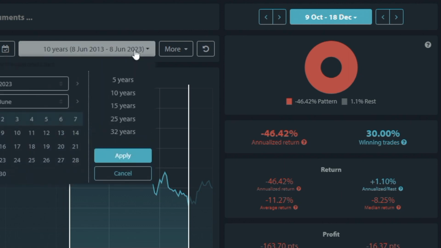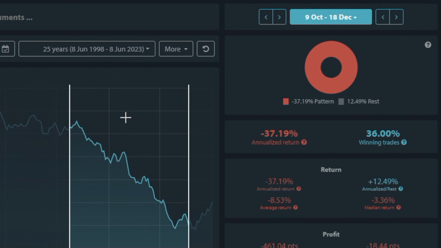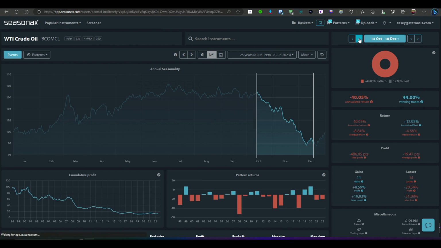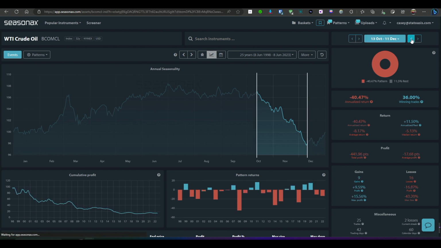And I can go back. So this is 10. Let's go back to 25 years. And again, even in 25 years, look how strong this pattern is. Now I can finesse this. Let's say I can go here and pull back to here. And let's say now I'm holding less, but I'm making close to the same amount of money.